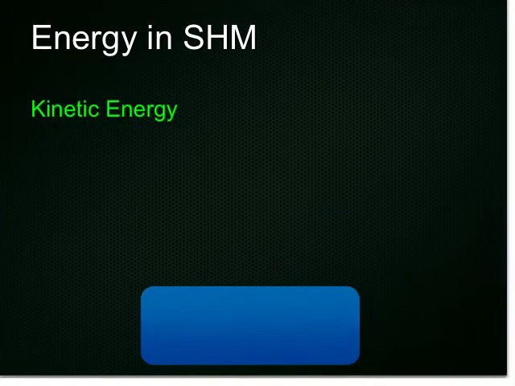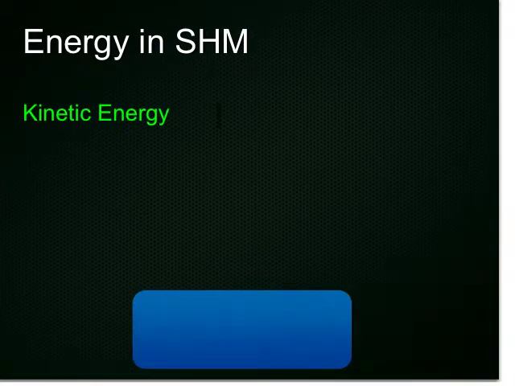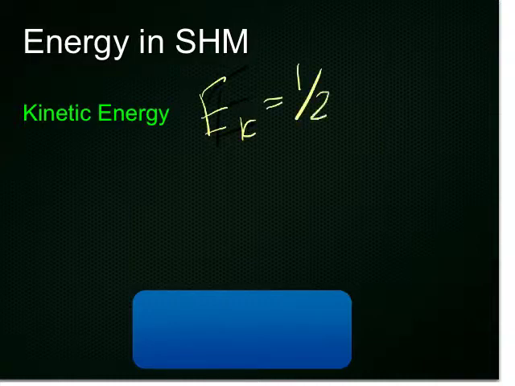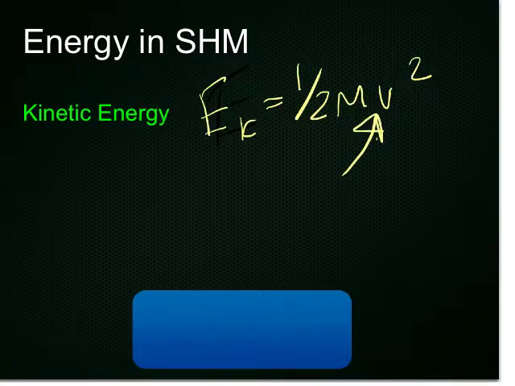Okay, we know that kinetic energy is half mv squared. So EK equals half mv squared. Now, what velocity formulas do we know? We need to put something in there, don't we? We know mass is pretty straightforward, you just get it from the question, but we want to know velocity at any time or at any displacement. So we know one from previous: v equals plus or minus omega square root of a squared minus x squared.